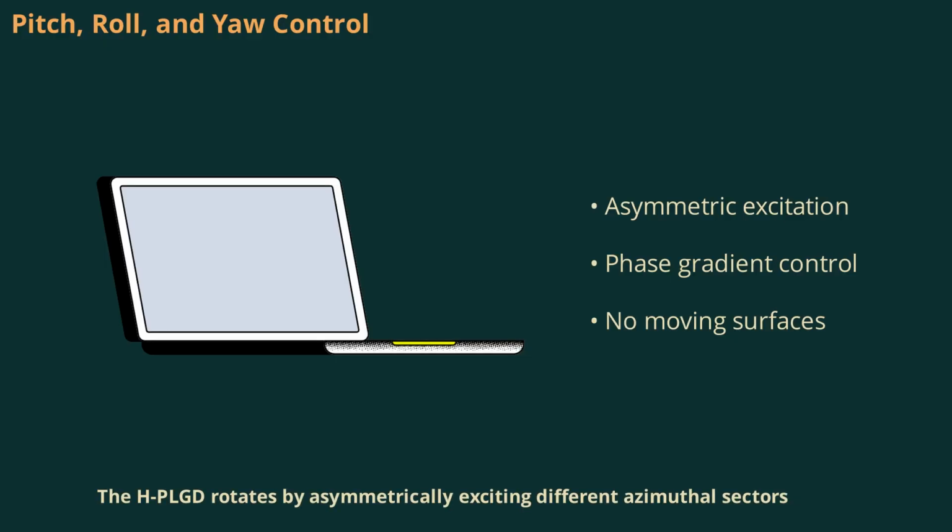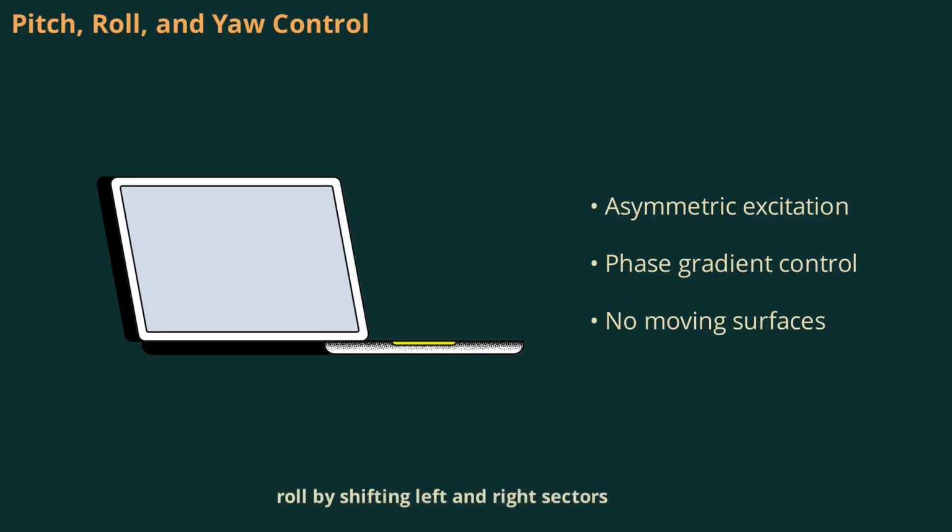H-PLGD rotates by asymmetrically exciting different azimuthal sectors. Pitch is controlled by adjusting curvature in the front and rear sectors, roll by shifting left and right sectors, and yaw by introducing Polariton phase gradients. This allows the craft to rotate smoothly in all directions without mechanical control surfaces.